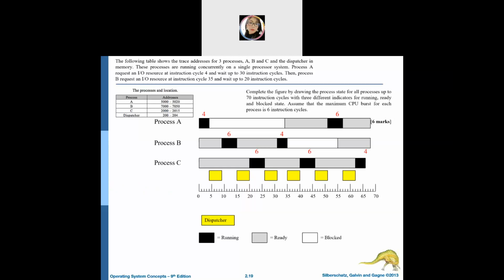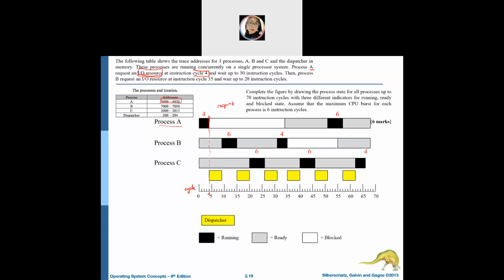Okay, it's mentioned process A requests input output at cycle 4. Means that at cycle 4, first of all, you're going to run this A. At cycle 4, after running, although you can see A supposedly has until 21 addresses, because at cycle 4 it is mentioned, it's going to request for the input output.